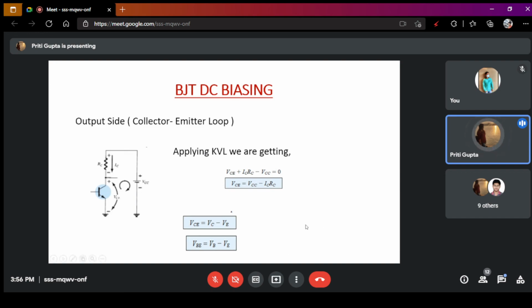Next, VCE equals to, we can write VC minus VE. This voltage equals to this voltage minus this voltage. Now see carefully, this part is grounded, so this voltage is 0. So VCE will be equals to VC. Emitter portion is grounded, so that voltage will be 0. So VCE will be equals to VC.